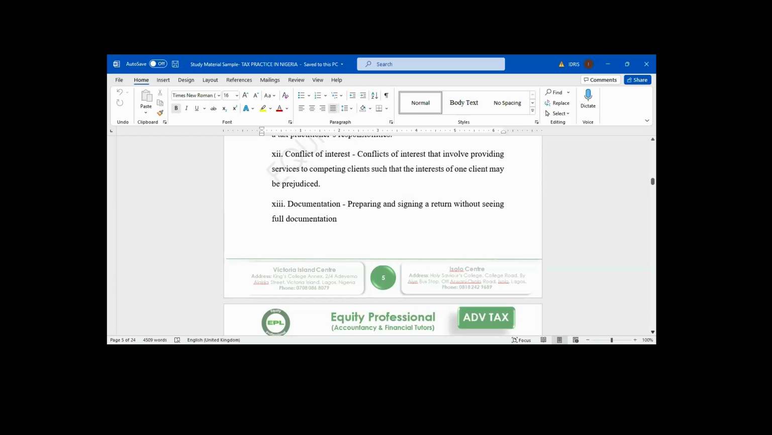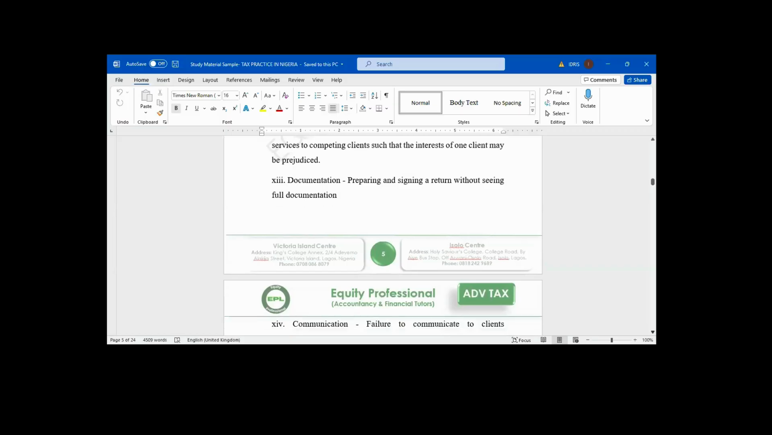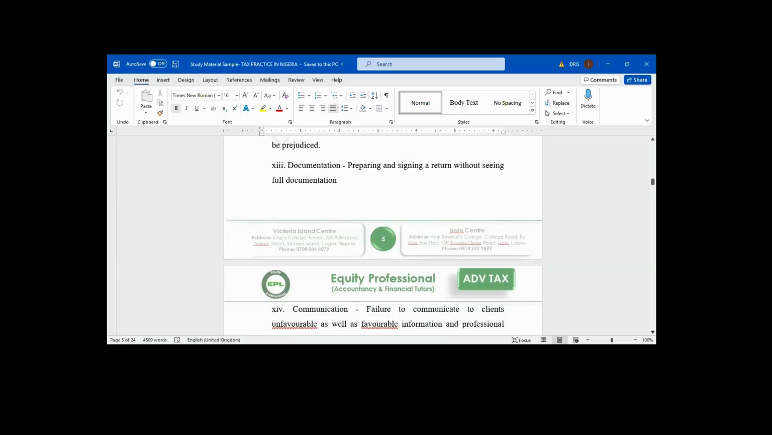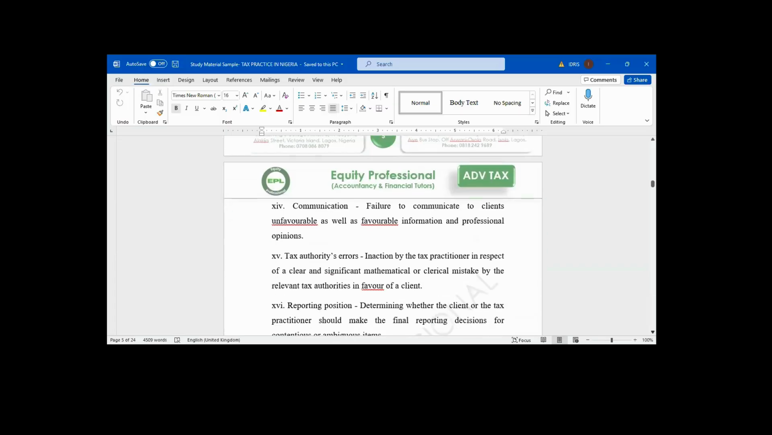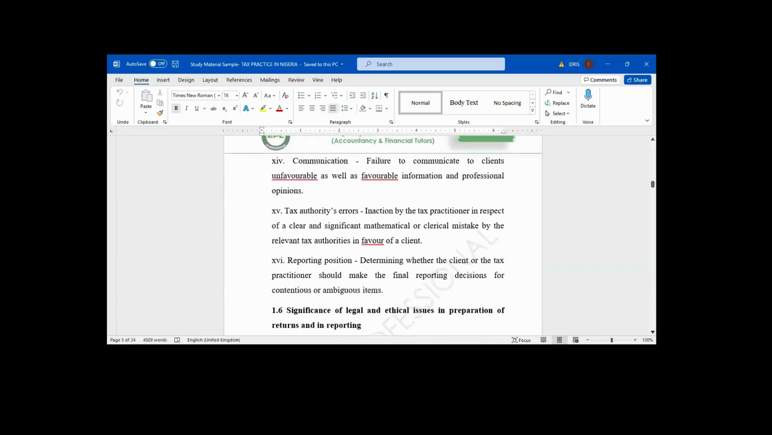It's a conflict of interest. You cannot act for two parties at the same time. It's against the ethics of your profession. Another ethical issue is failure to communicate to the client. You fail to remind them when they need to file their tax return. Since they did not call you, but they have engaged you as a professional, you are the one that's supposed to remind them.